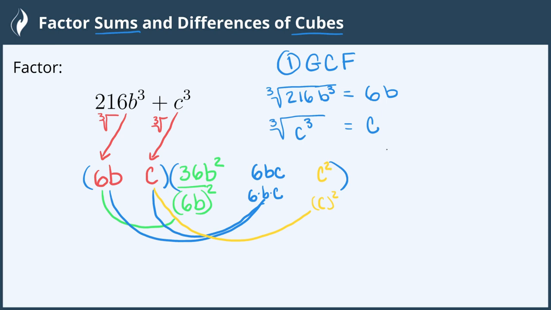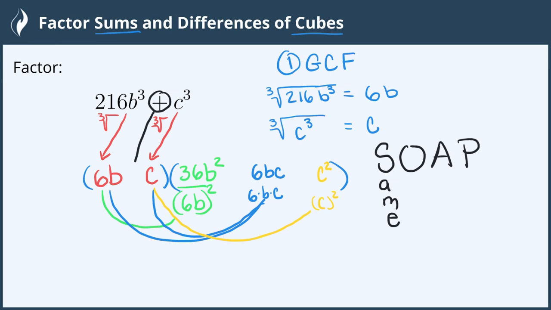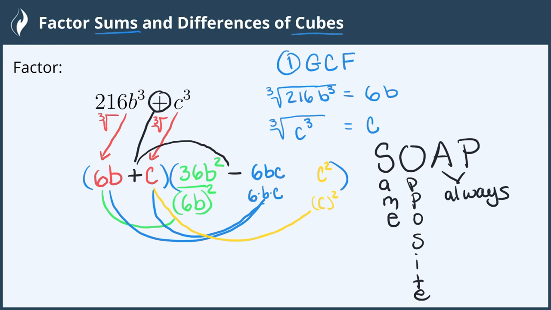Then we follow the pattern for all of the signs. This is SOAP. This helps us remember that the sign for the first one is the same as the binomial from the problem. Since our binomial is positive, this one needs to be the same. Then the second one is opposite. So the second sign needs to be the opposite of the first, which will be subtraction. And then the last one will always be positive, which means this will be a plus sign.